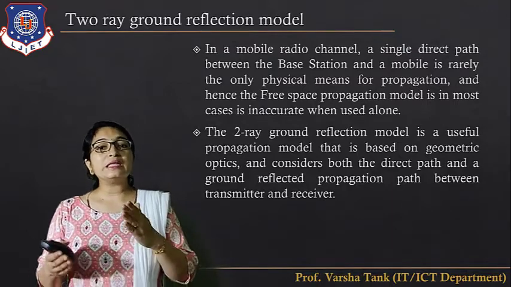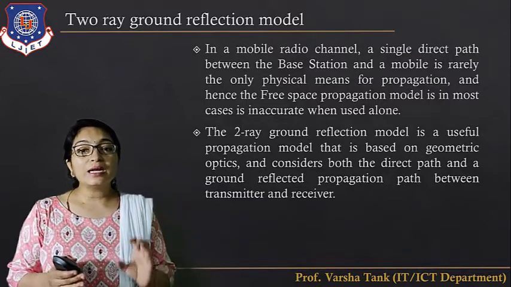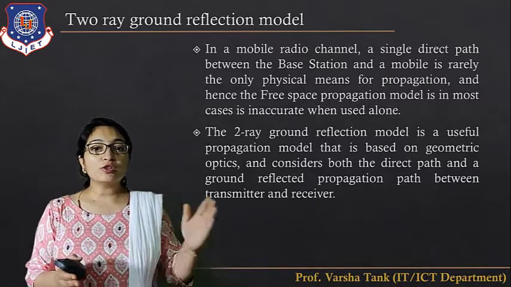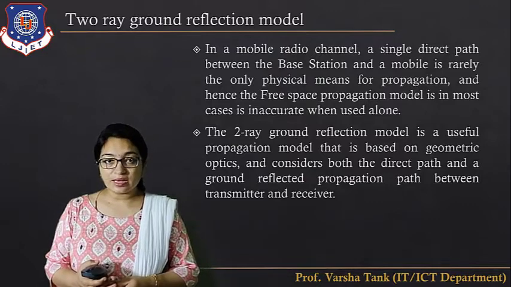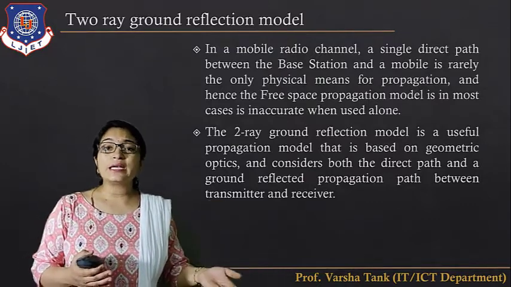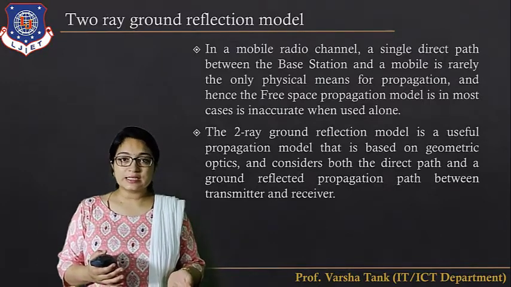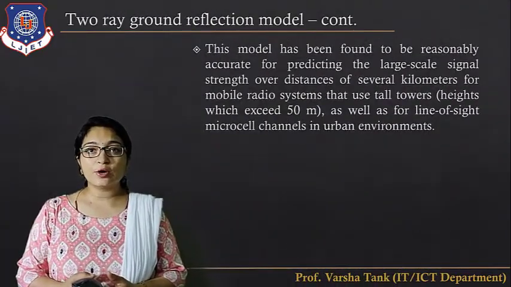Whenever you are transmitting a signal from transmitter to receiver, it will consider multipath propagation. Each and every signal will not travel through line of sight communication. Maybe some obstacles are there, or maybe its path is different, a ground reflected medium is there, then obstacle reflected signals are there. So let's conceive the two-ray ground reflected model.